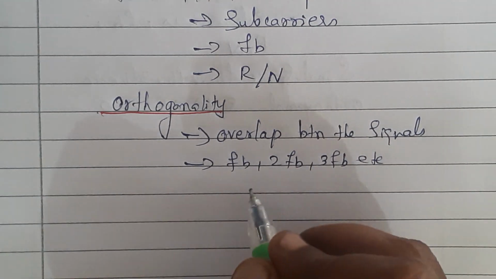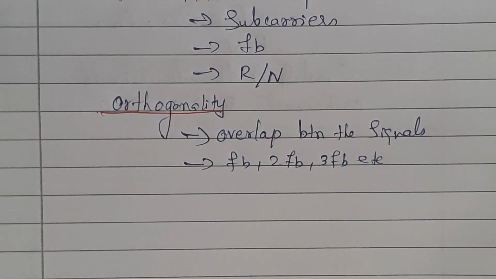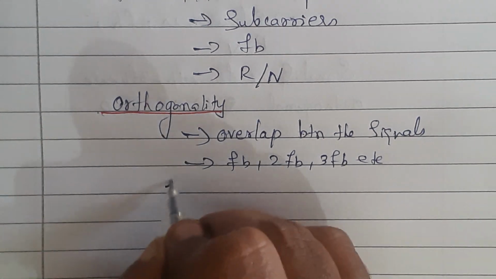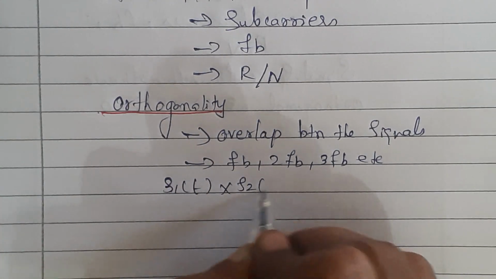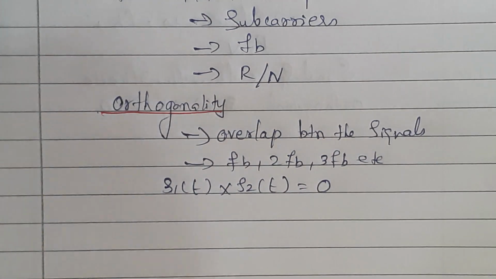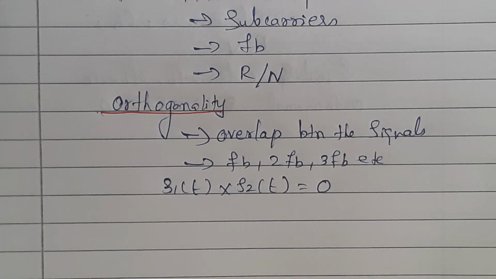The thing is, it should maintain the orthogonality, that is 90 degrees apart. When one signal is at maximum, the other should be at 0. So when this is maintaining orthogonality, if you make a product of S1(t) and S2(t), two signals, it will be equal to 0. So this is the concept of orthogonality in OFDM. In traditional FDM, no overlapping is permitted, but OFDM allows overlap, which greatly increases the capacity.